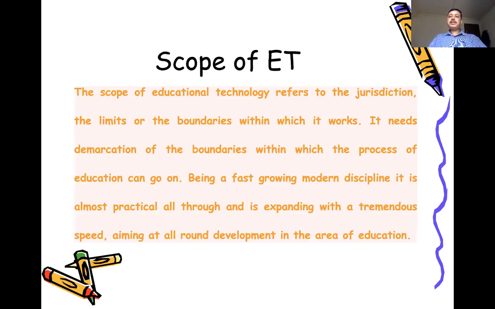Okay, scope. What is the scope of the education technology? Education technology refers to the jurisdiction, the limits or the boundaries within which it works. It needs demarcation of the boundaries within which the process of education can go on. Being a fast growing modern discipline, it is almost practical all through, and it is expanding with tremendous speed, aiming at the all-round development in the area of education. This is the scope of educational technology in education.